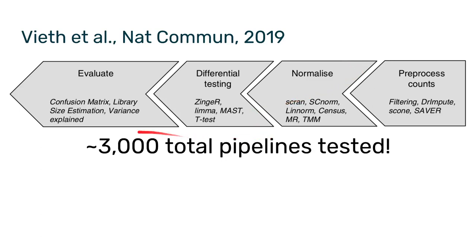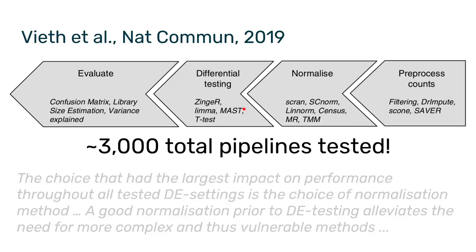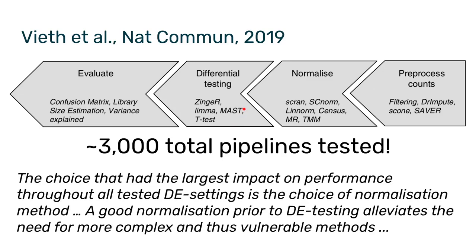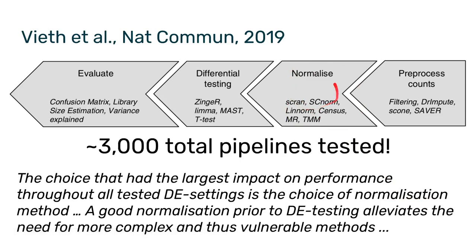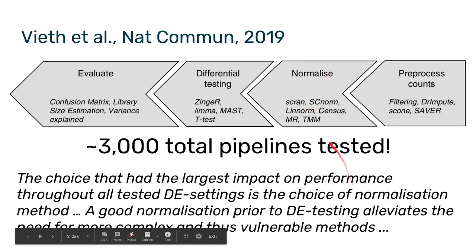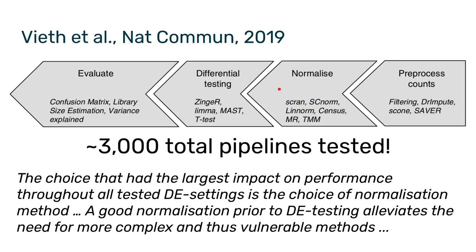So they tested a total of 3,000 different pipelines, and their conclusion is that the largest impact on performance came from the normalization methods. In other words, the equivalent of cleaning and feature generation. And a good normalization prior to differential expression testing alleviates the need for more complex methods.